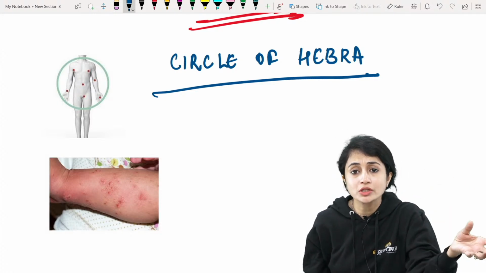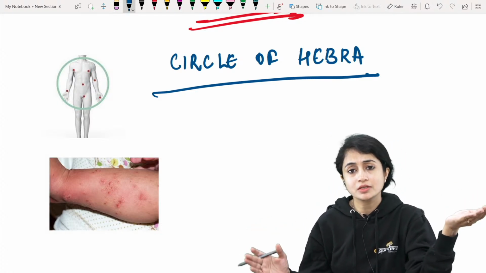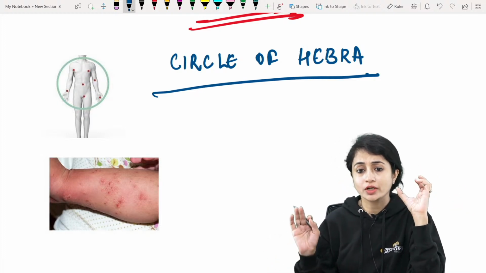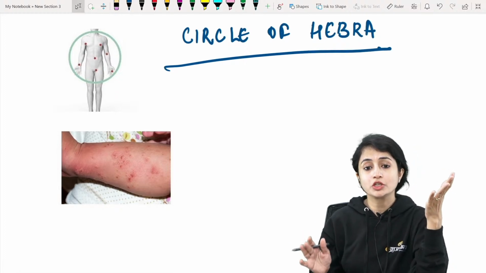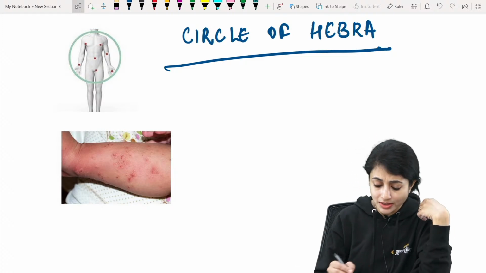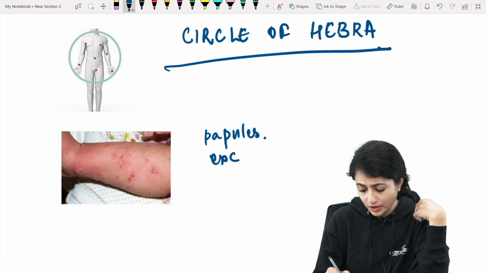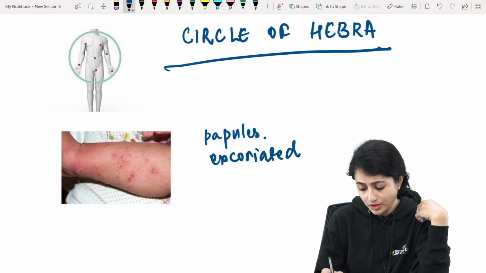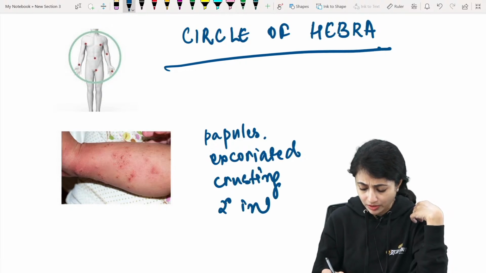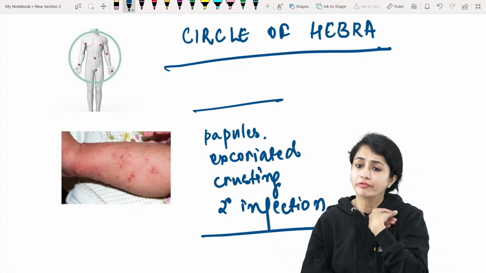Sometimes in the question, when they ask what is false about scabies, they can give you that it has a classical distribution defined by the circle of Hebra. So this is one of the conditions where classical sites are involved. How does a patient present to me? The patient presents with itching, and what do I see clinically? I see papules which are excoriated. I may see some crusting, some secondary infection. All this can be there, and classically it involves the sites described by the circle of Hebra.